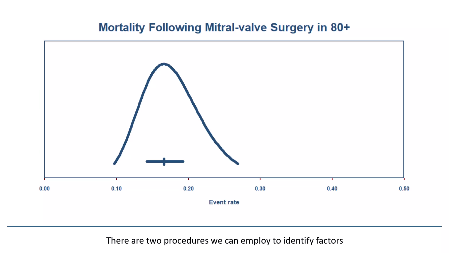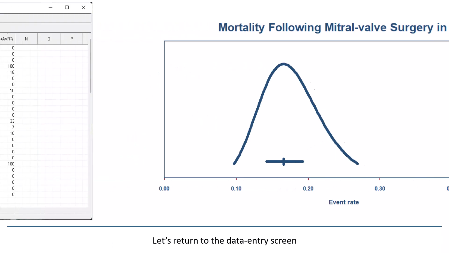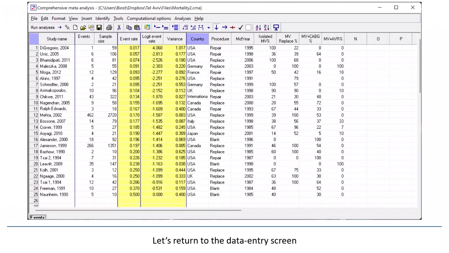There are two procedures that we can employ to identify factors that are associated with the size of the effect. These are subgroup analysis and meta-regression. Here, I'll show how these procedures can be applied in this case. Let's return to the data entry screen.